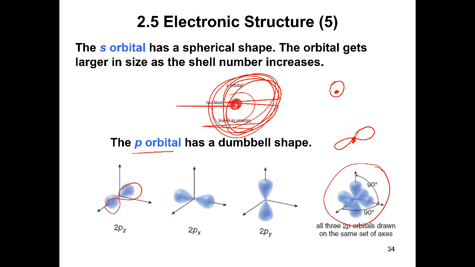Your d orbitals get complicated. They have some dumbbells, some donuts, and then the f orbitals are really crazy. So we really only talk about s orbitals and p orbitals in here.